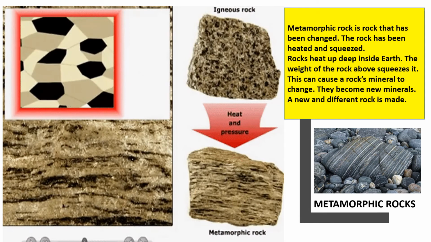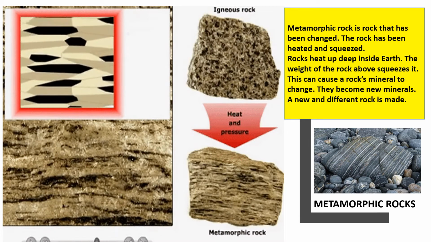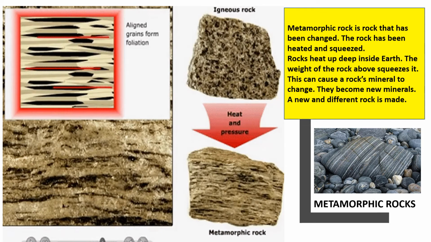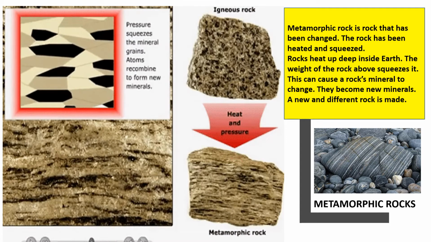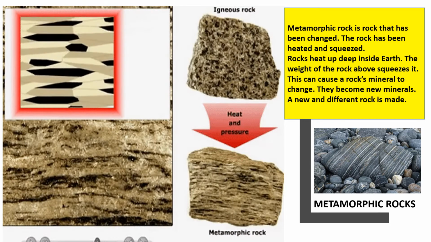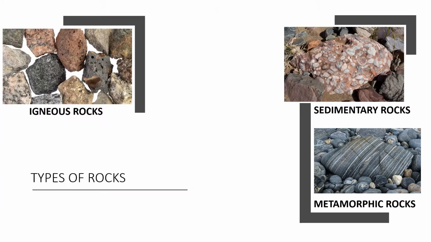The third type are metamorphic rocks. Metamorphic rock is rock that has been changed. The rock has been heated and squeezed. Rocks heat up deep inside Earth. The weight of the rock above squeezes it. This can cause a rock's minerals to change. They become new minerals. A new and different rock is made.